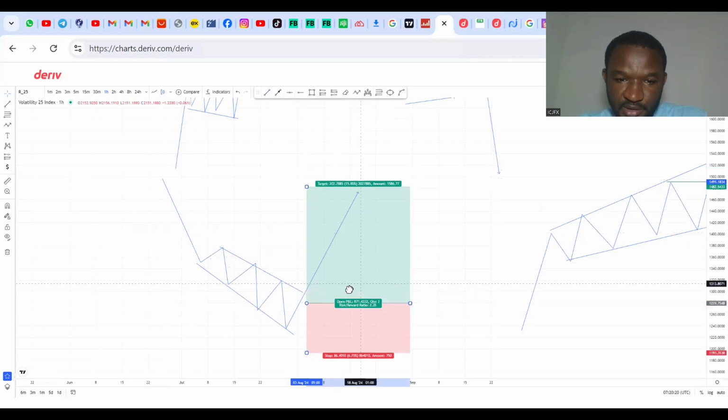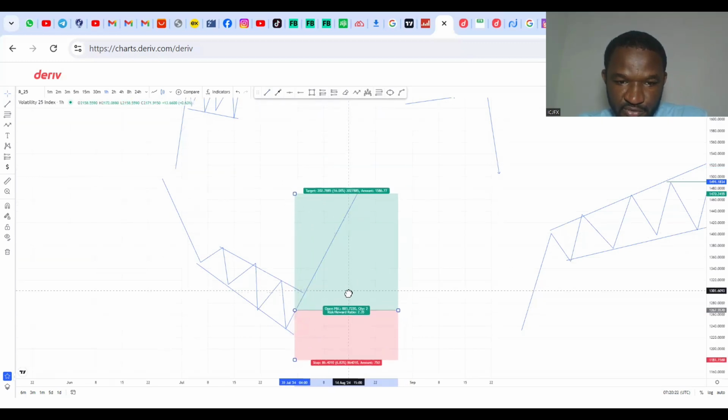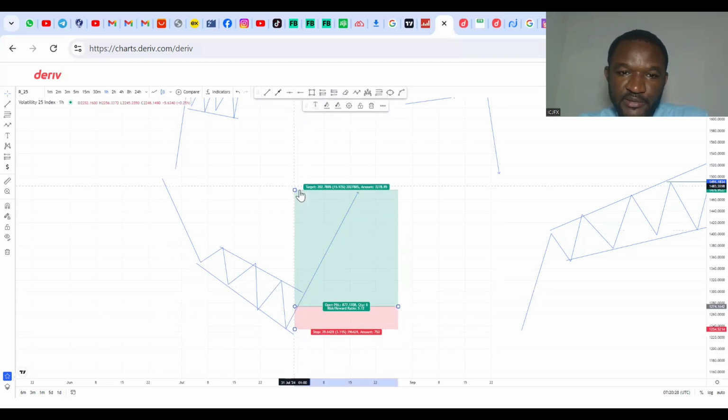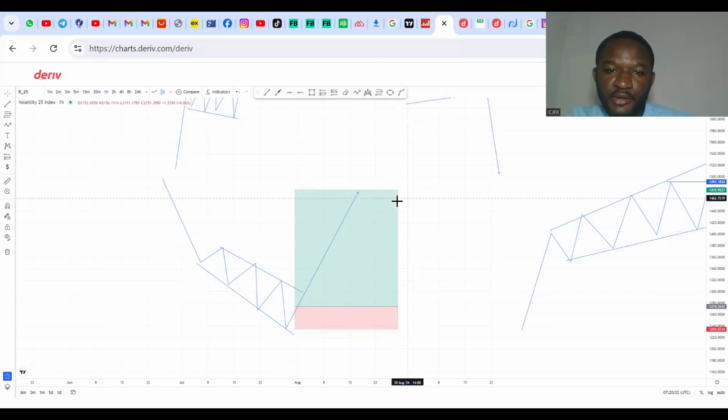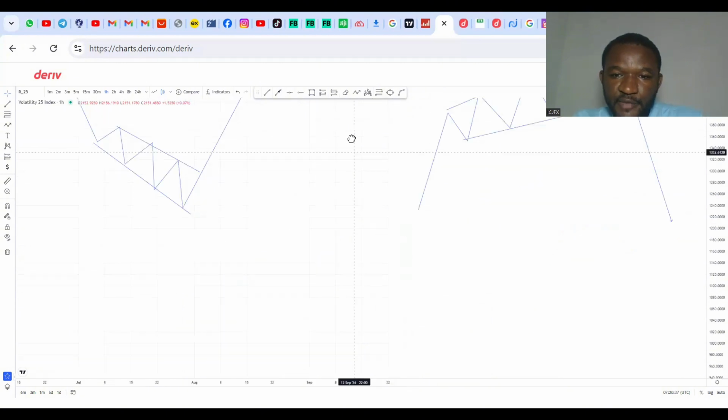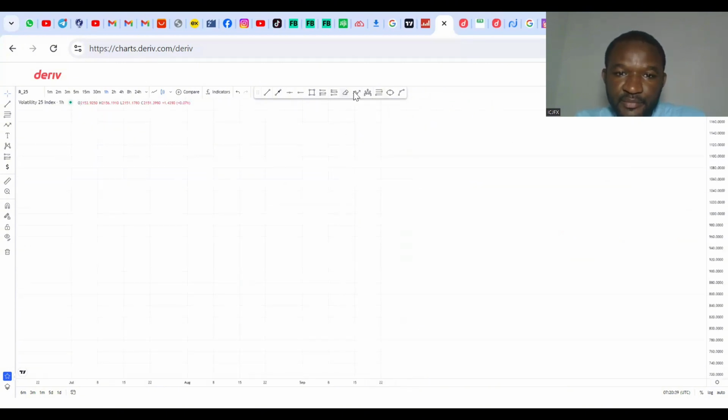While sometimes they will take their trade around here, measure a very tight stop loss, and then have a very big risk to reward ratio. Okay, and then we have what we call the head and shoulder patterns. This is the head and shoulder pattern. We have the head and shoulder pattern, and we have the inverse head and shoulder pattern.